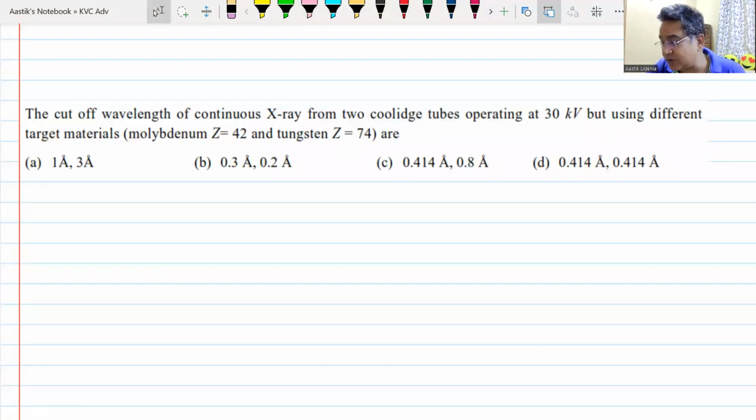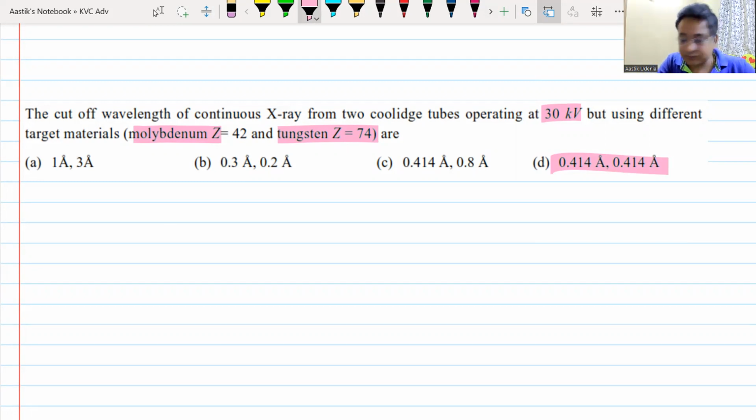The cutoff wavelength of continuous X-rays from two Coolidge tubes operating at 30 kilovolt, one having molybdenum and the other having tungsten. The answer is you don't even have to calculate. Yes or no? Yes. The only option which has both values the same is 0.414. It does not depend on the metal. It only depends on the accelerating voltage. Do we understand this? Yes.